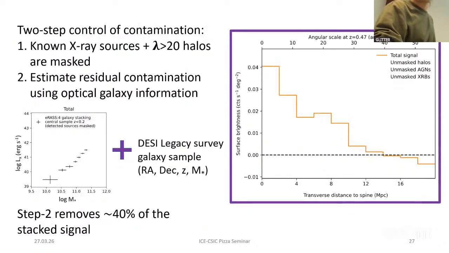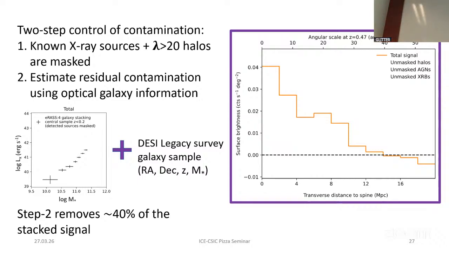We'll disentangle that later. Let me describe it. We have a two-step process to disentangle what is the diffuse gas emission and what is the halo-associated dense gas that is unresolved. First we remove all known X-ray sources plus richness higher than 20 halos. And in the second step, we estimate the residual contaminations.